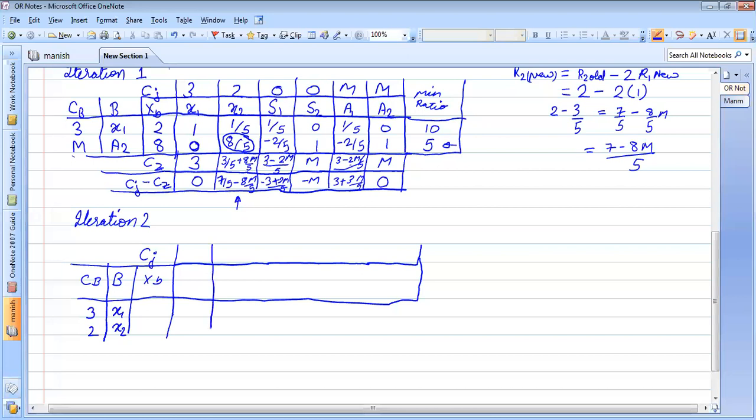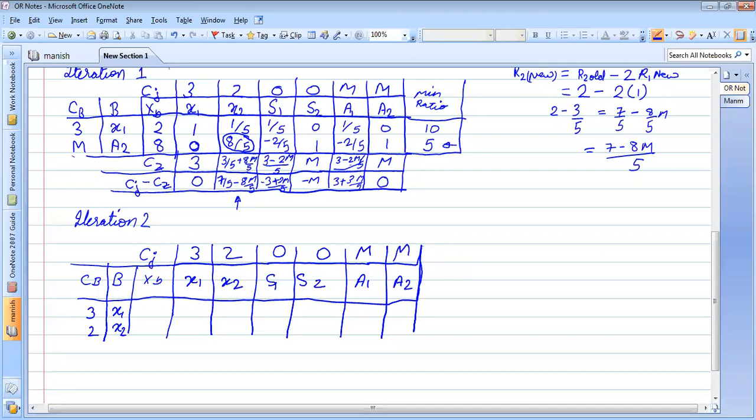Here the values will be X1, X2, S1, S2, A1, A2. So you have the values like this. Here again we will write 3, 2, 0, 0, M, M. Okay. Then we may or may not need to find a minimum ratio, but here we are very sure that this is to be divided.